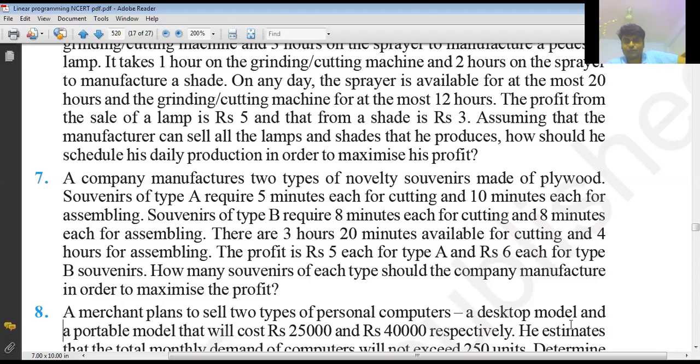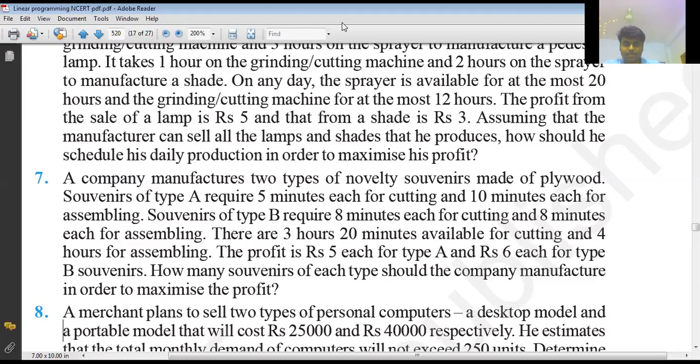So what is the profit for type A? 5 rupees. Type B, 6 rupees. Now tell me what is the profit function there? 5x plus 6y. It is very easy to identify the objective function in every problem. So what is the objective function here? 5x plus 6y. That's it. Okay. So what is the maximum profit? Simple. Let us go for taking x value, y value.